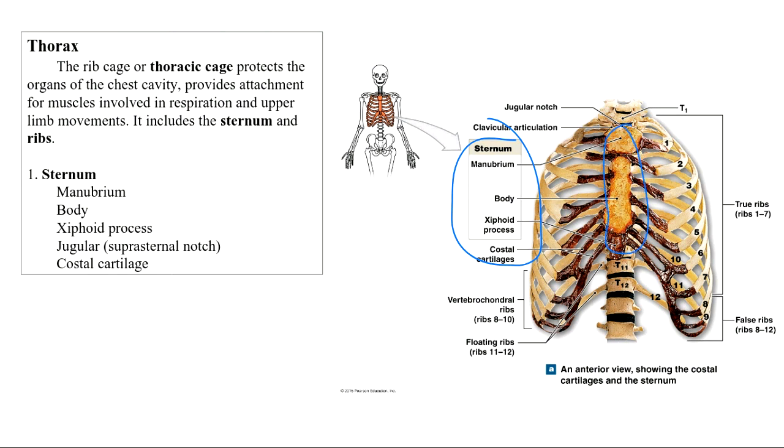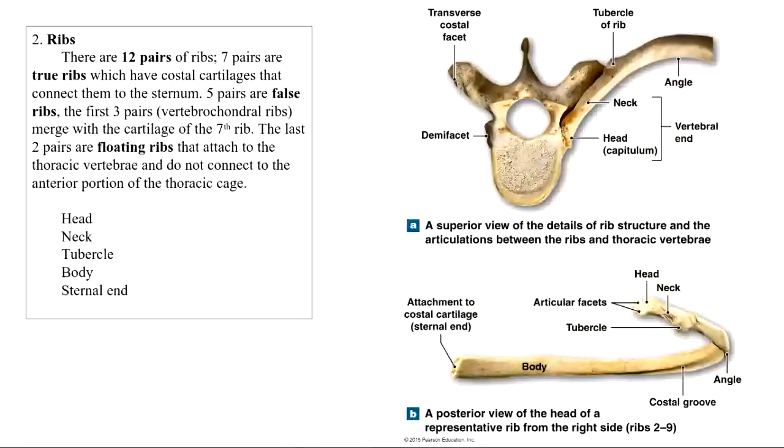Want to identify those sites, the different ribs. There are 12 pairs. And I want you to know these different features like head, neck, tubercle, body, sternal end, etc. You should be able to see all those because these ribs articulate at two sites, right? They articulate at the sternum, right? But then they also articulate back on the vertebrae.